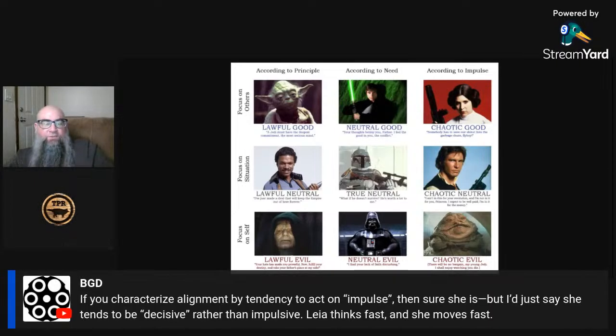So BGD says, if you characterize alignment by tendency to act on impulse, then sure she is, meaning Leia. But I just say she tends to be decisive rather than impulsive. Leia thinks fast and she moves fast. I agree with that, but I think it still works in the context of this chart because she can be viewed as impulsive, right? Like she's grabbing guns and shooting stormtroopers.